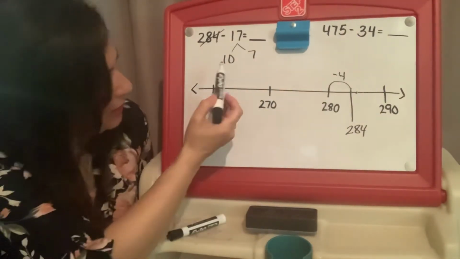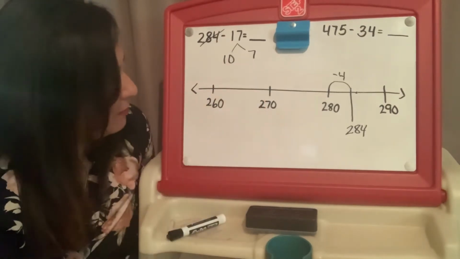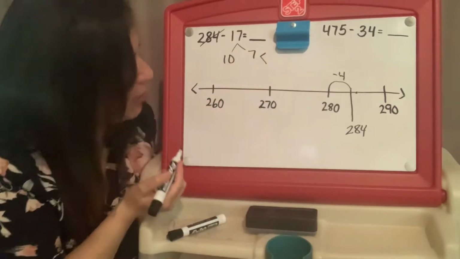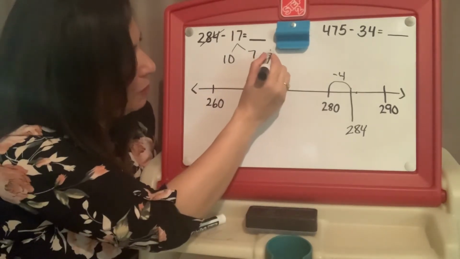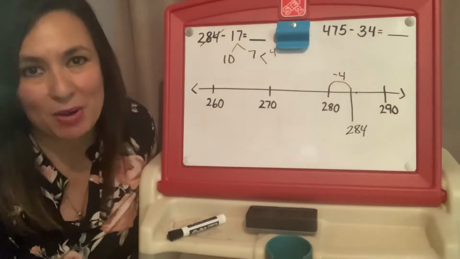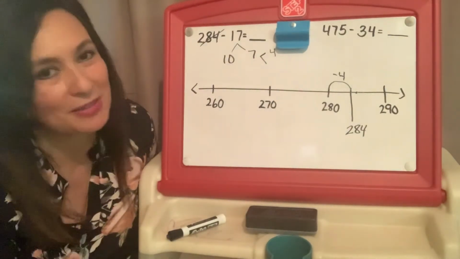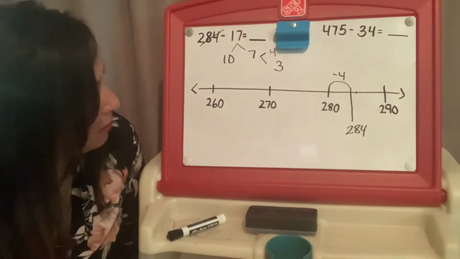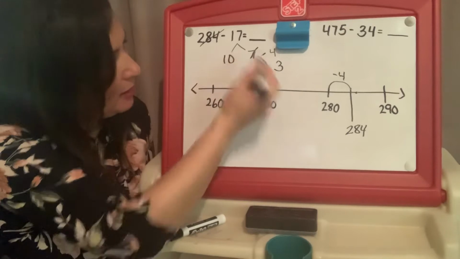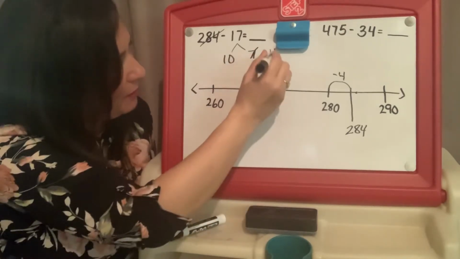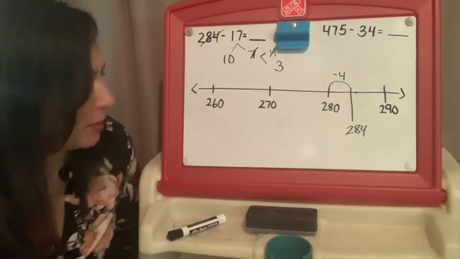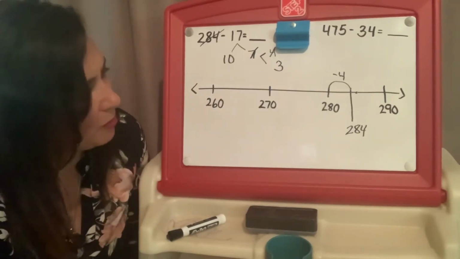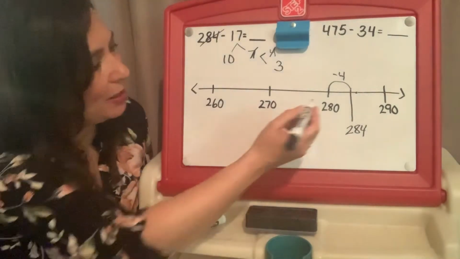I know I needed to jump back 10 and 7, but since I subtracted 4, I've subtracted one part of 7. What would the other part be? Say it, boys and girls, 3. So I still need to jump back 3. I might show that I've subtracted part of the 7, and I still have to subtract 3. May as well just keep going. There's so many ways I can do things on a number line.